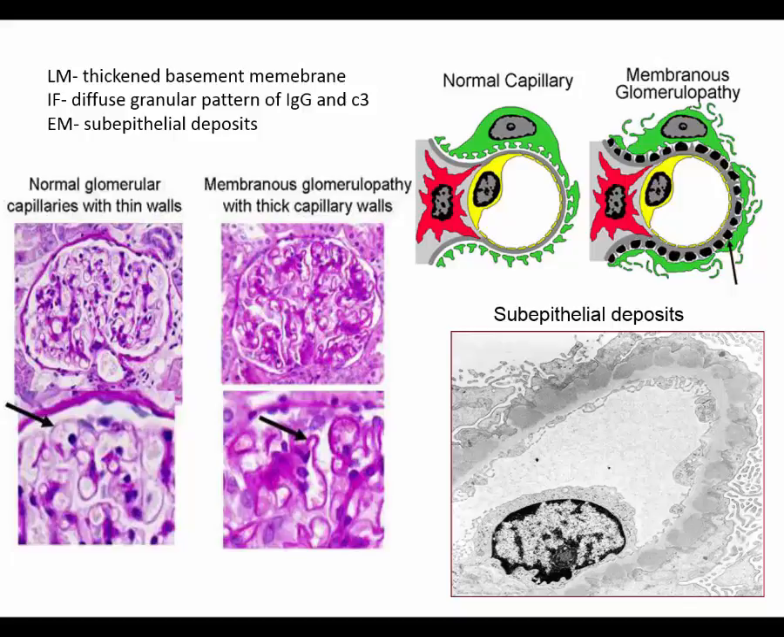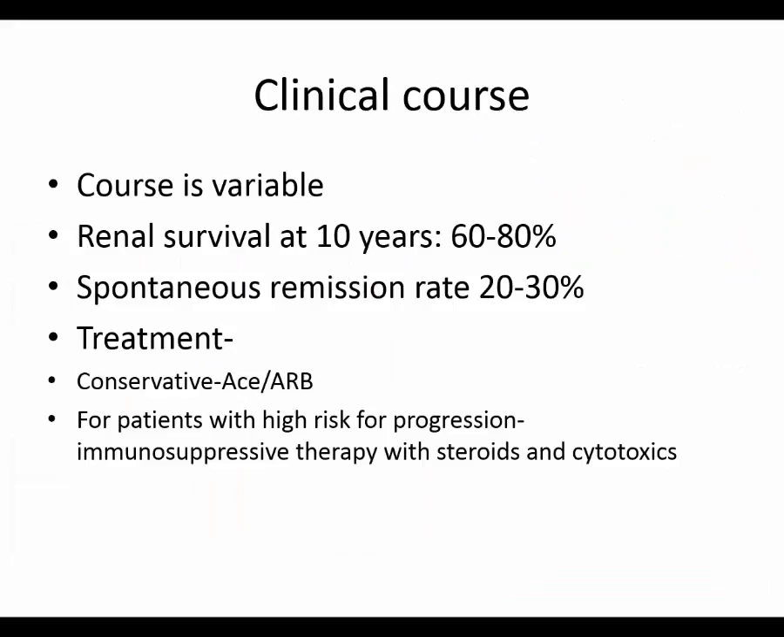And when you look at light microscopy, the basement membrane is very, very thickened, whereas normally it should be nice thin open loops of glomerular capillaries. If you look under the immunofluorescence, the pattern is IgG and C3. That's what you see as deposits. And electron microscopy, again, underneath the epithelial cells, called subepithelial deposits. That's what we would see in these patients.